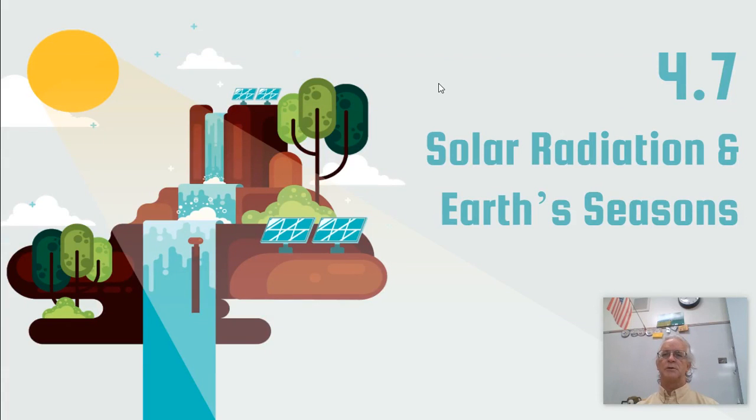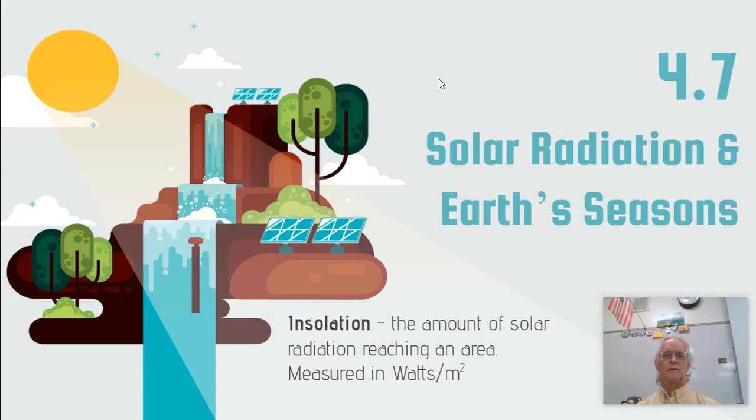We're going to be talking about solar radiation and Earth's seasons in section 4.7. One of the main ideas is that insolation is the amount of solar radiation or energy that reaches an area. It's measured in watts, which is power per square meter.